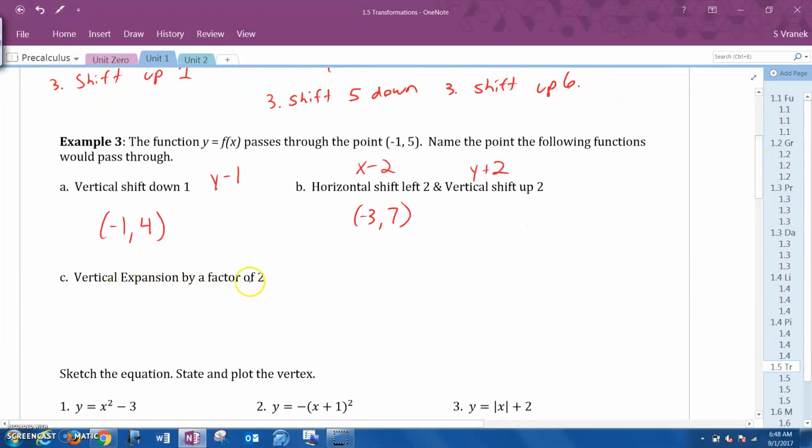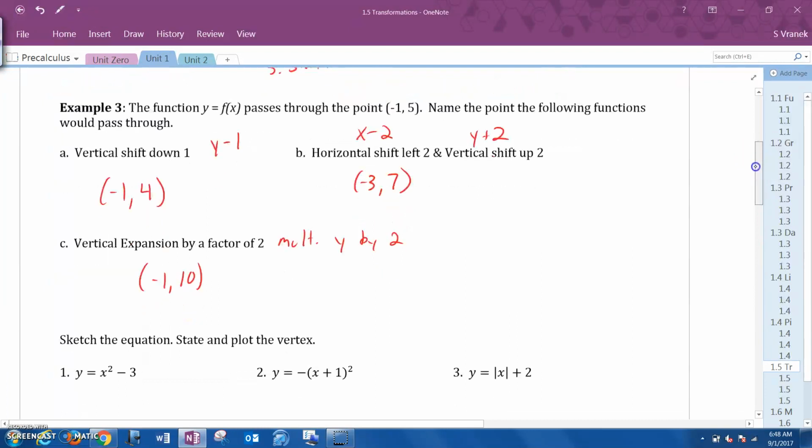A vertical expansion by a factor of 2 means multiply the y by 2. So that becomes -1, 10. Okay, so you kind of have to just read through the problems and figure out what you're going to do to your point, and then just do it. And then you have it.